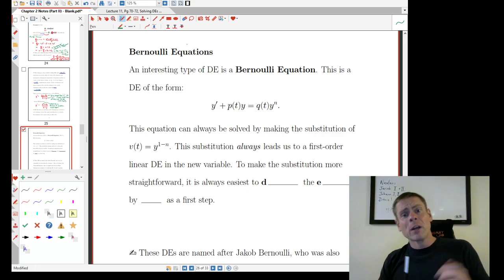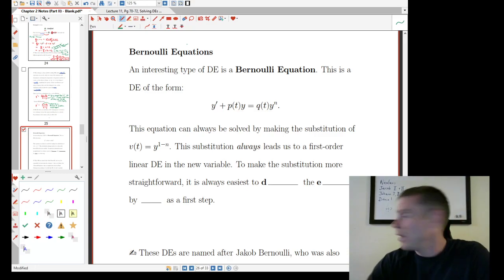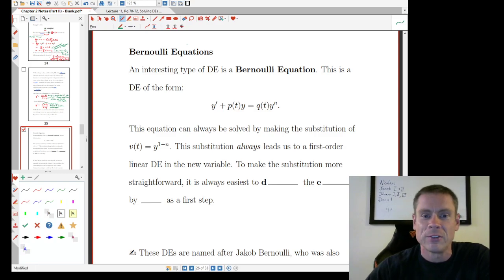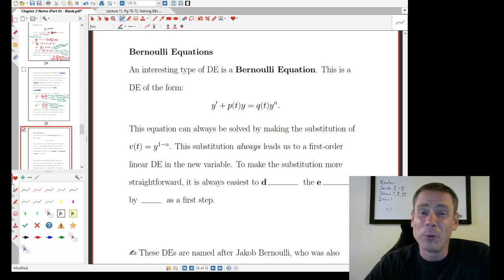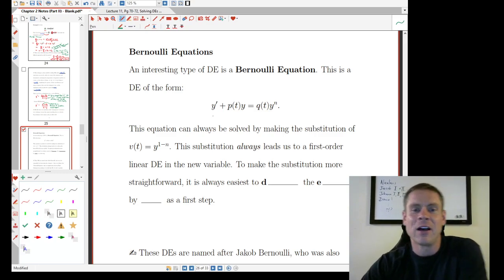So we're going to talk about the Bernoulli equation, and I don't even know which of the Bernoullis this was, so just take for granted it is one of them. These are differential equations that I like to say look almost linear, but not quite. So let's read this equation really slowly and together and see what it says.